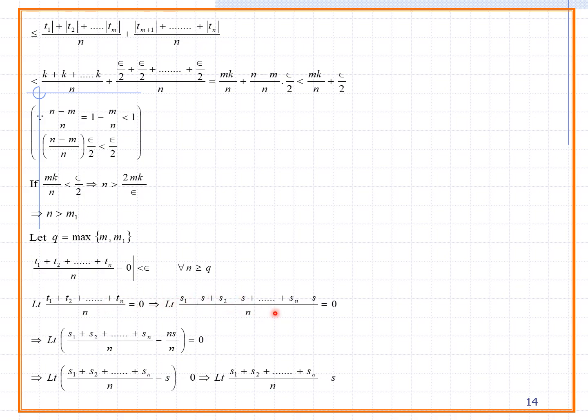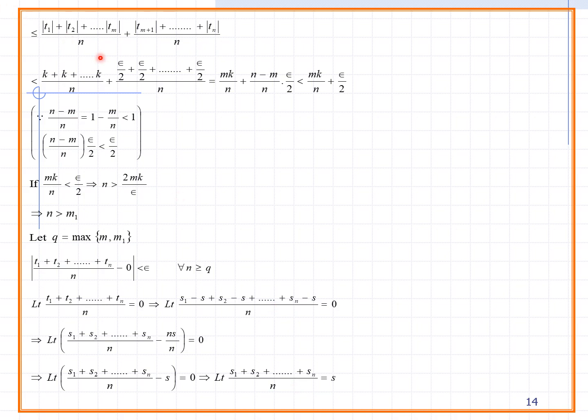You get it like this. After that, this total terms are S1 minus S, S2 minus S, up to Sn minus S, divided by n. So before, the sequence is S1 to so on Sn by n. So n is cancelled by S. The limit point is 0. Once you shift the S to the right side, limit of (S1 plus S2 so on Sn) by n equals S.